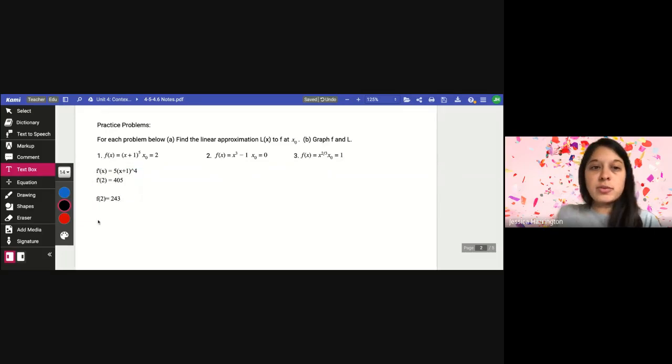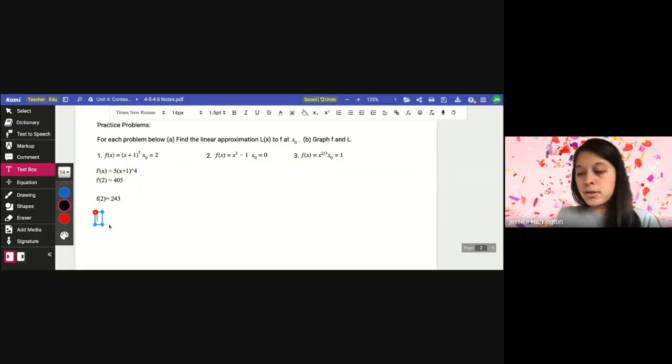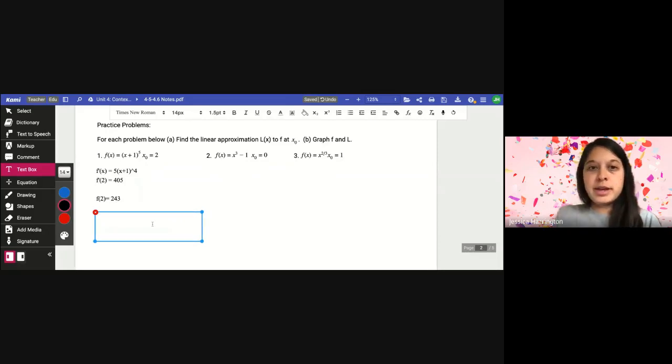So now let's do our linear approximation. So we know that L of x is equal to what? It's equal to 243. Well, I'm going to write 2 here. L of 2 is equal to 243 plus what? Well, the slope is 405. And then our x minus our x sub naught is 2. Okay.